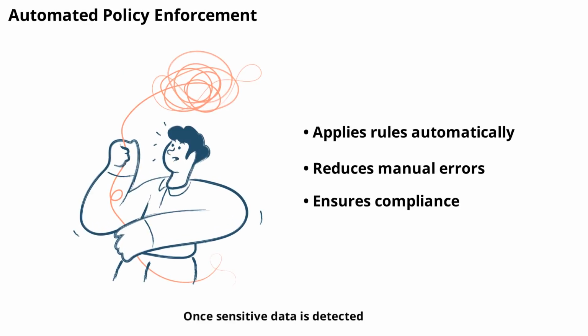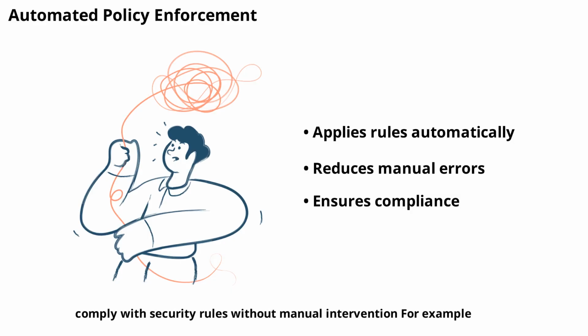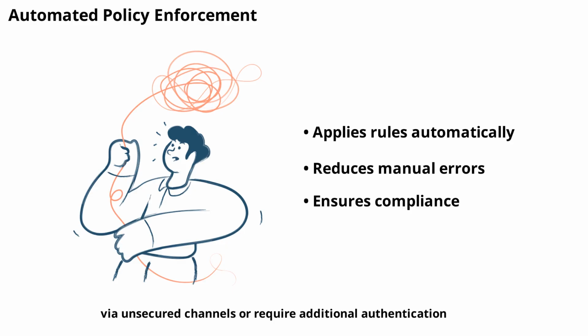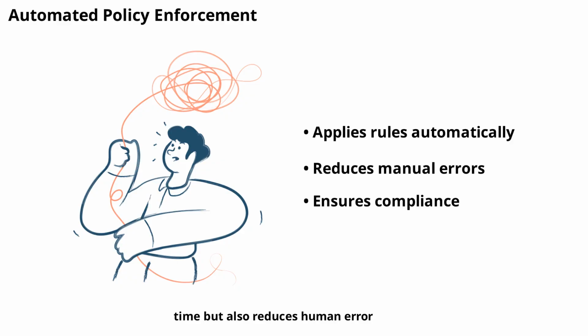Once sensitive data is detected, automated policy enforcement becomes essential. This feature ensures that your invoicing workflows comply with security rules without manual intervention. For example, if an invoice contains a client's bank details, the DLP system can automatically block sharing via unsecured channels or require additional authentication. Automated enforcement not only saves time, but also reduces human error, making your invoicing process both efficient and secure.